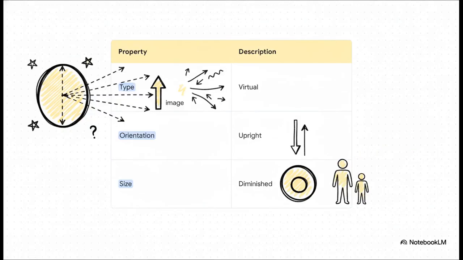So, what was the point of all that drawing? To figure out the properties of the image. And as you can clearly see, it's a virtual image because we had to trace rays backward to find it. It's upright, meaning it's the right way up, just like the visitor, and it's diminished, which is just a fancy way of saying it's smaller than the actual object.